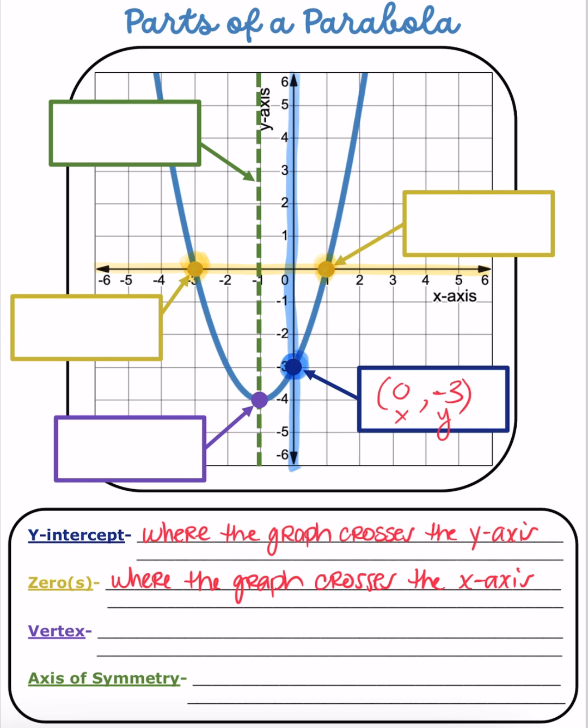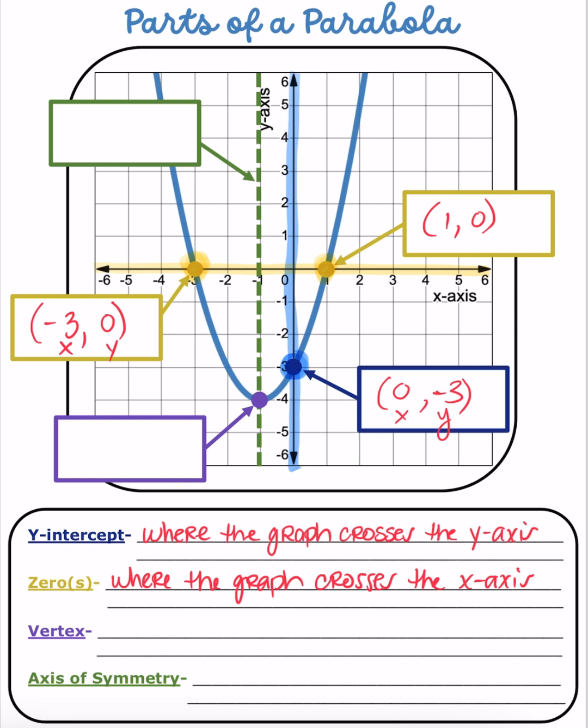So my first zero, going from left to right, is going to be (-3, 0). Again, this point is on the x-axis, so the numerical value goes in the x-coordinate position. The y-coordinate would be 0. The other answer, that one crosses at +1, making my answer (1, 0).